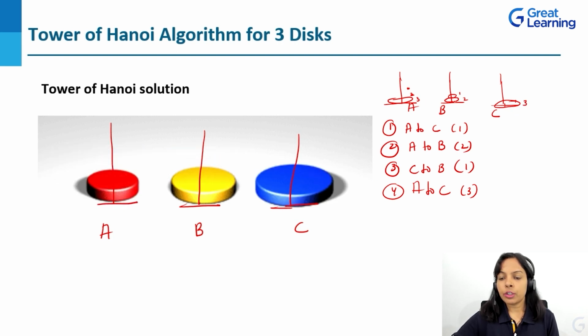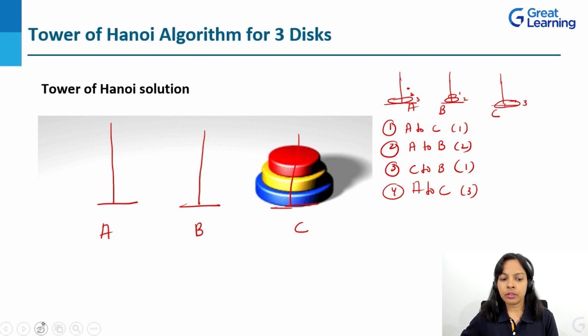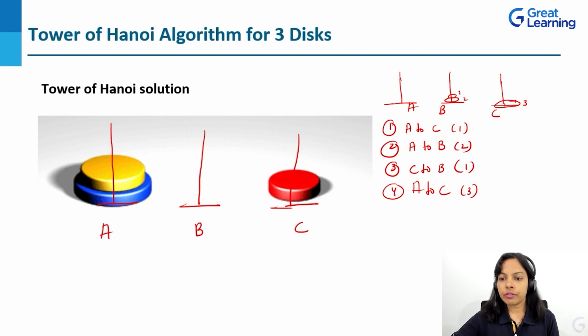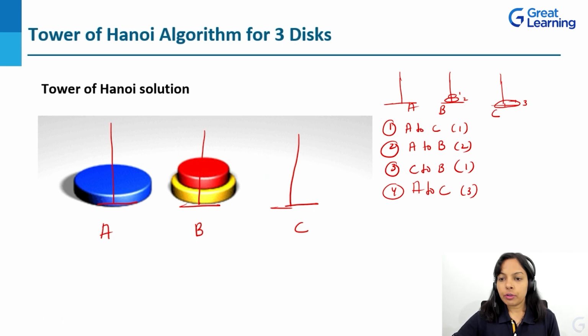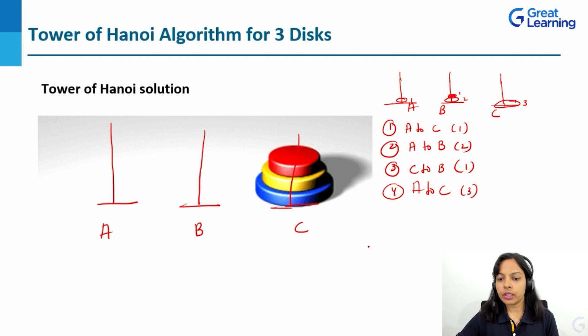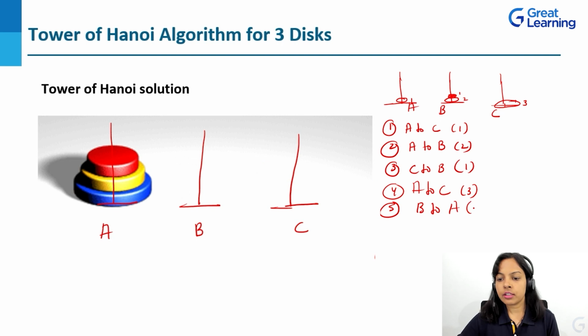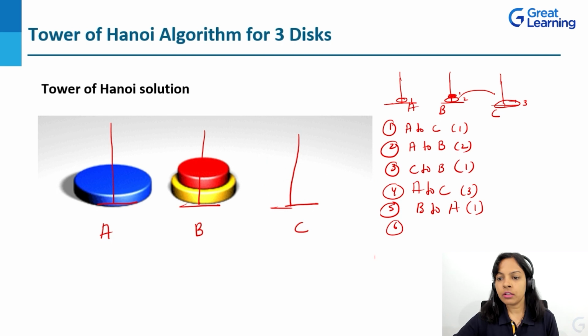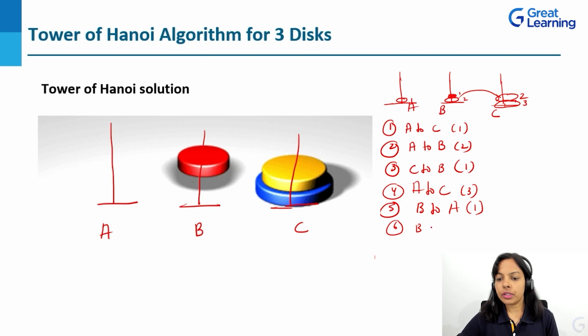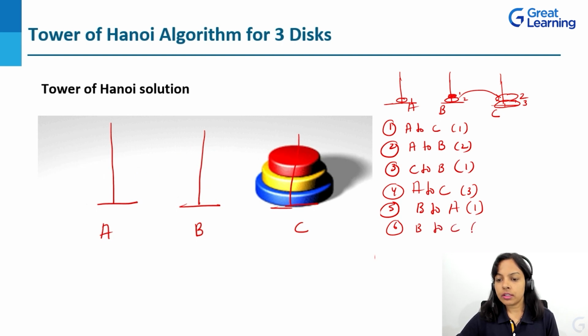Now at this step, in tower A there is no disk, so this is empty. Now you have to shift the smallest one from B to A. So disk 1 will be shifted from B to A. So 1 is no more over here. So the fifth step is to shift from B to A, the smallest one, that is the first disk. Now in the sixth step, you have to shift from B to C, the second disk.